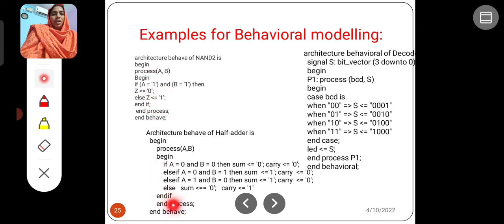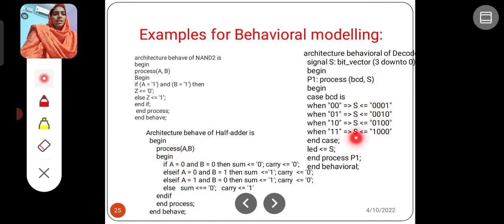This is an example for a half adder. If A and B are 0, 0, sum equals 0 and carry equals 0, based on the truth table. Else if A equals 0 and B equals 1, then sum equals 1 and carry equals 0. Else if A equals 1 and B equals 0, then sum equals 1 and carry equals 0. For the remaining condition, 1, 1, sum equals 0 and carry equals 1. Then end if, end process, end behavior. This is a behavioral program for a half adder.